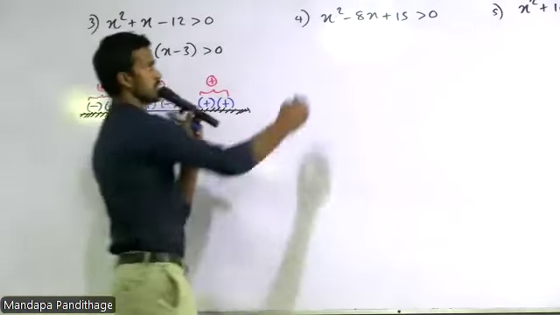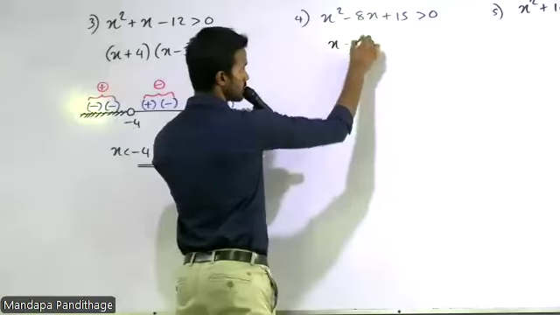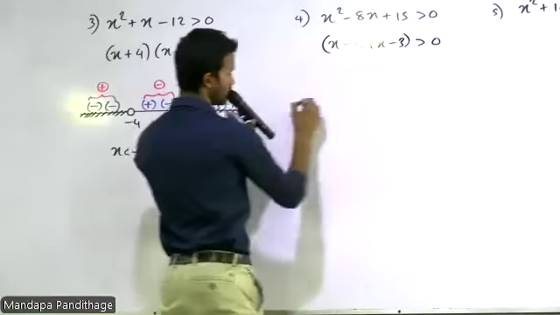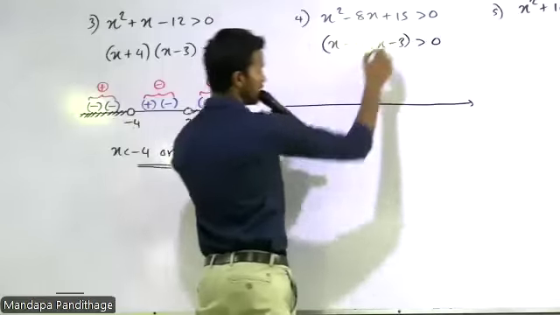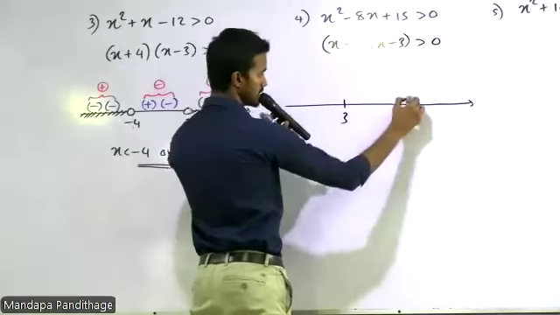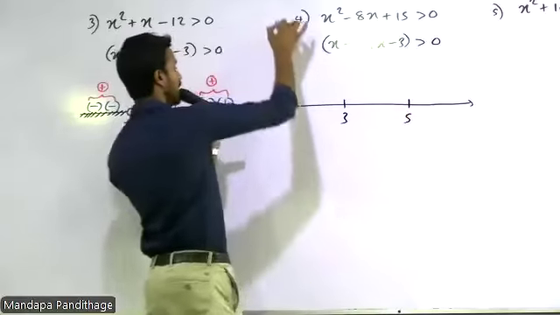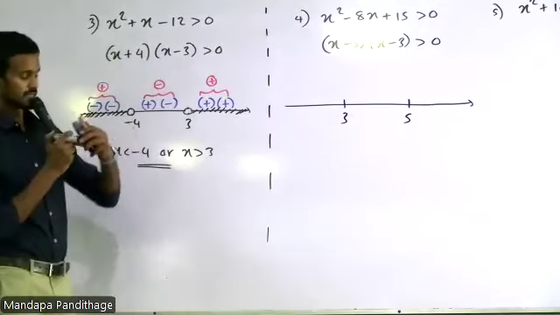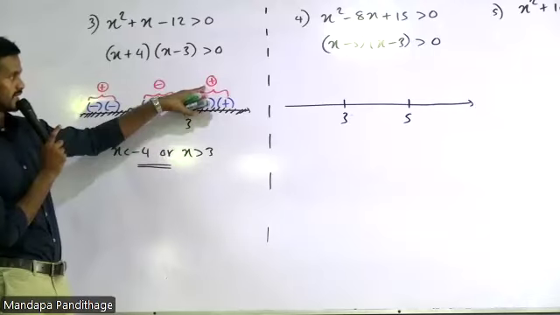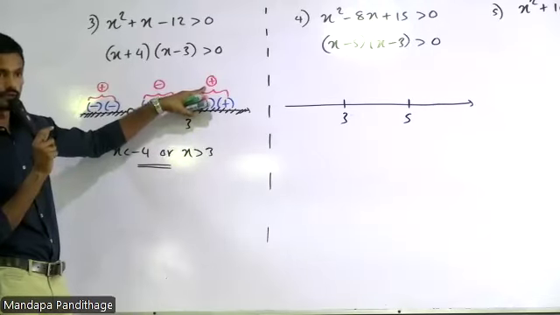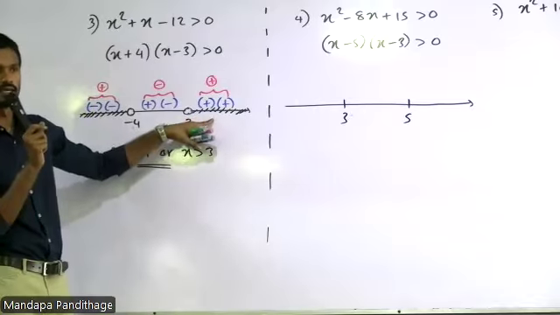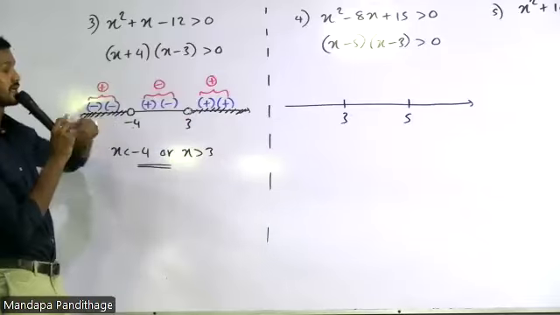Okay, so this one, factorize it first, it's x minus 5 and x minus 3. And it becomes 0 at 3 and 5. And now look at this. When you are marking this sign, the sign I require is this final sign, this red colored one. I don't require these intermediate signs. I need the sign of this entire expression.